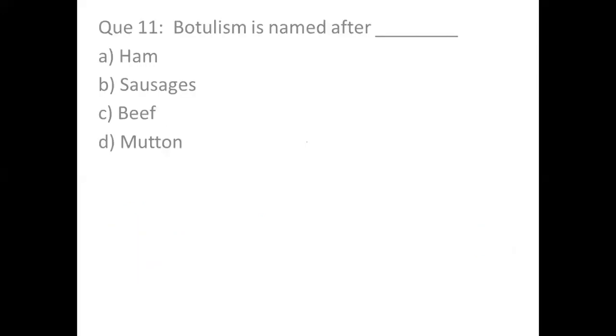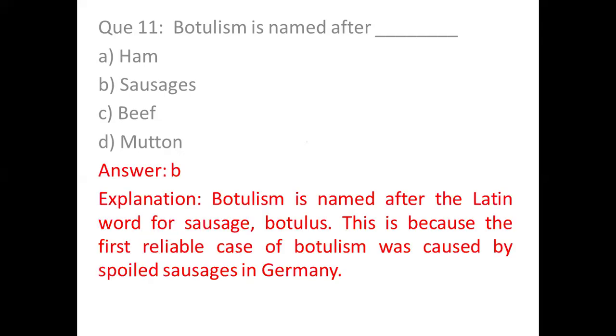Now, botulism is named after which of these: option A, ham; option B, sausages; option C, beef; and option D, mutton. The correct answer is option B, sausages. Botulinum is named after the Latin word for sausage, botulus. This is because the first reliable case of botulism was caused by spoiled sausages in Germany. That's why its name came from sausages.